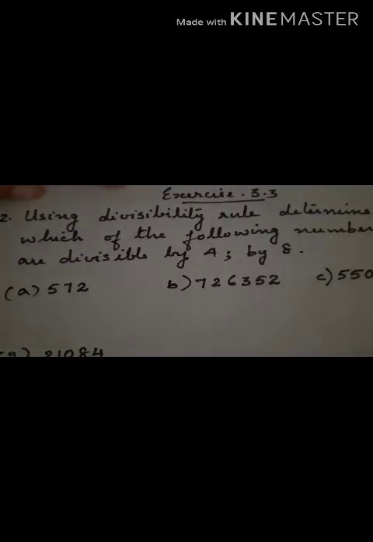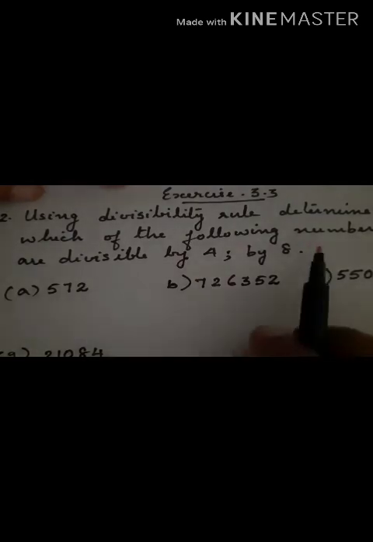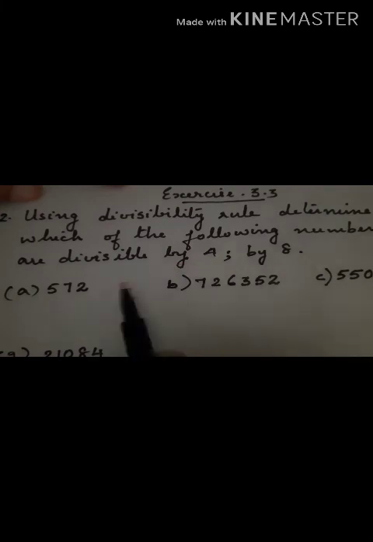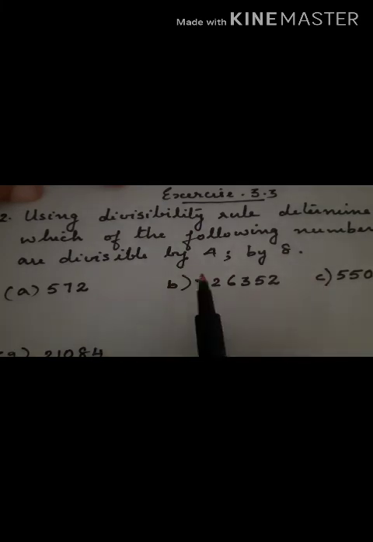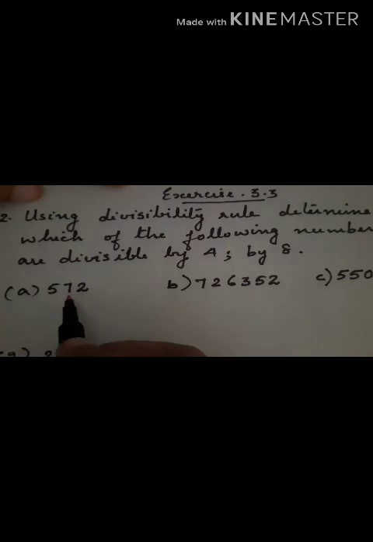Now we will do exercise 3.3. Using divisibility rule, determine which of the following numbers are divisible by 4 and by 8. That is, from these numbers we have to find which is divisible by 4 and which is divisible by 8. Now we take the first number, 572.